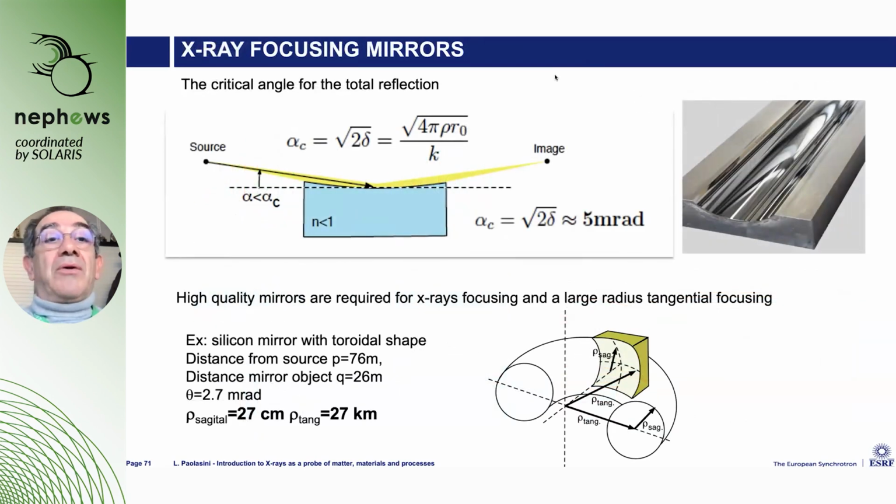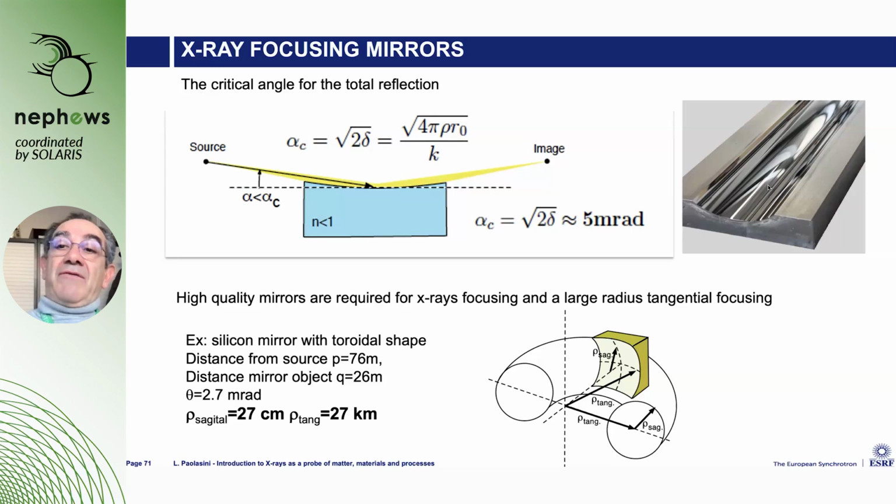We can build a mirror, for example, because below a critical angle we can have total reflection with X-rays. This critical angle, called the Brewster angle, is equal to the square root of 2 times delta. And the critical angle, for example for silicon, is of the order of milliradians.